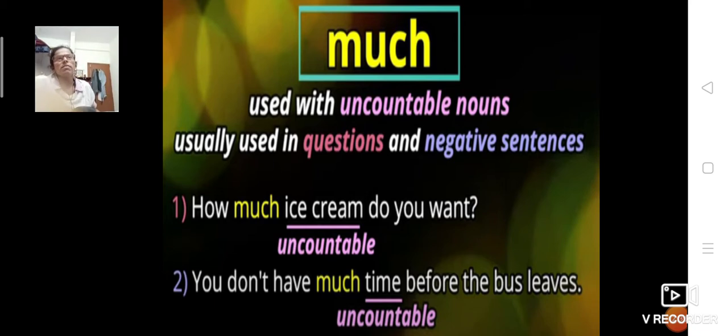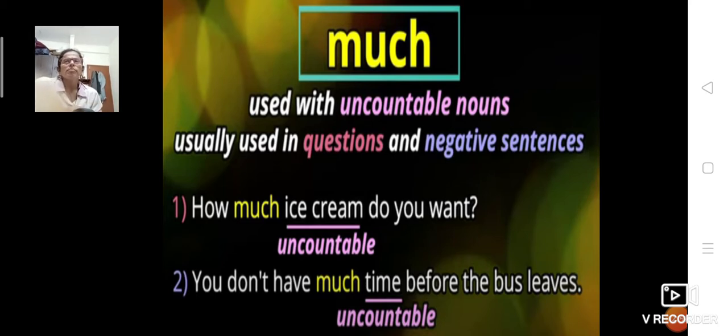So here you see I have given the example. It is used with uncountable nouns. Usually we use it in questions also sometimes. Whatever sentences I gave were all questions, right? How much time do you spend? How much sugar do you want? It's a question frame itself. So it is used with uncountable nouns, usually in questions and negative sentences.